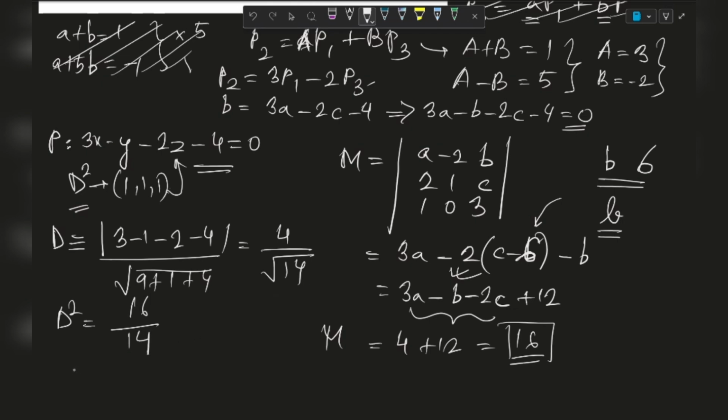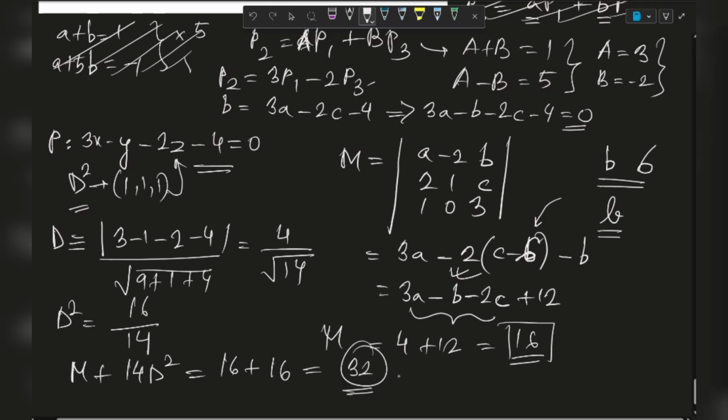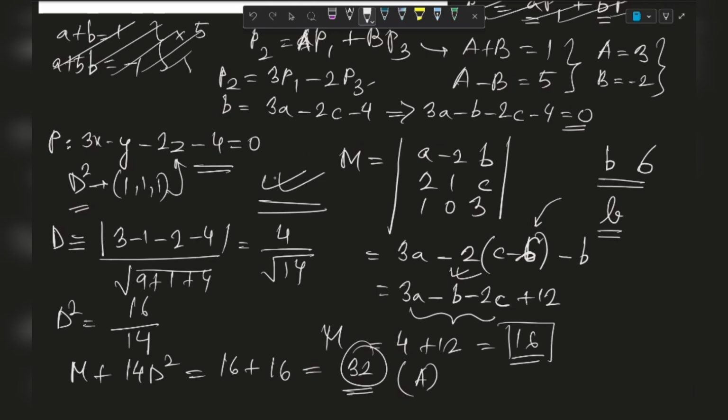We have to find M plus 14 d square. So this was 16 plus 16 by 14 into 14, which is again 16. So this comes out to be 32, which is our option number A. This was a good question, like JEE Advanced PYQ level, you can say.